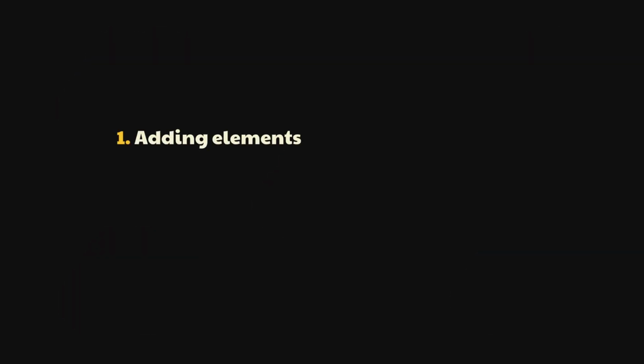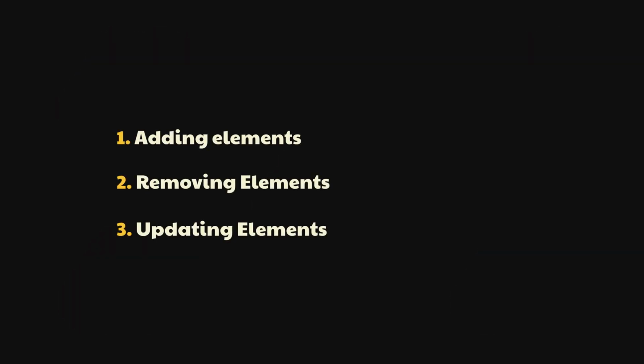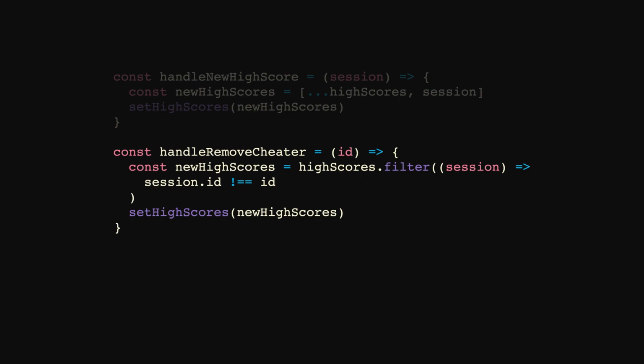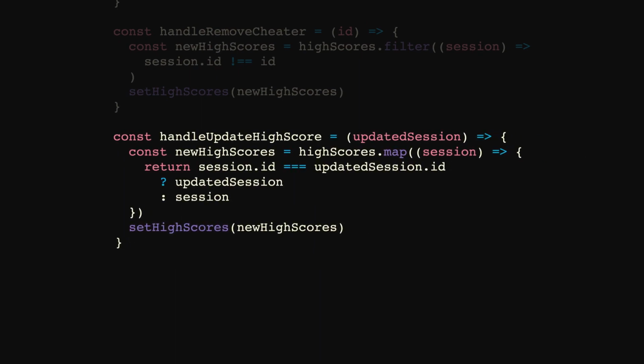You can break the process of updating arrays down into 3 use cases: adding elements, removing elements, and updating elements. Here's the canonical way to do each. To add an element to an array, use JavaScript's spread operator to spread all of the existing elements onto a new array with the new element. To remove an element from an array, use JavaScript's filter method to create a new array, filtering out the element that should be removed.